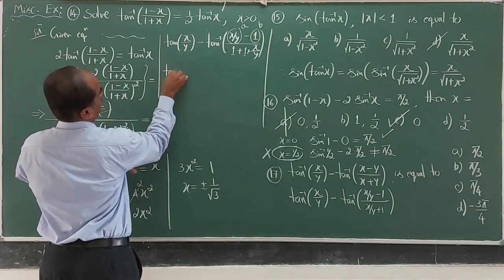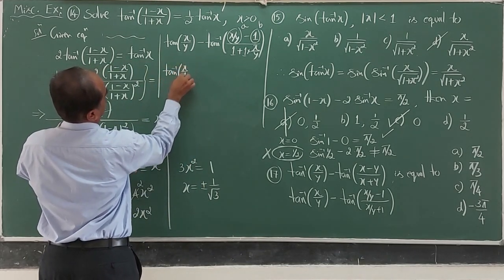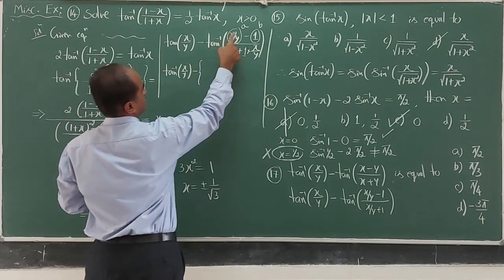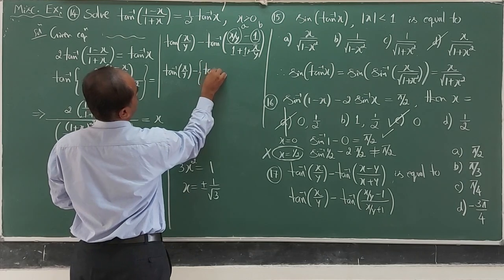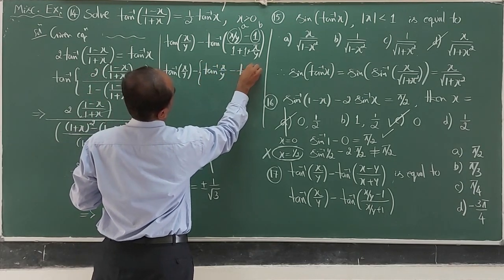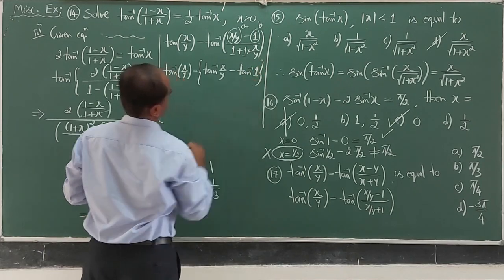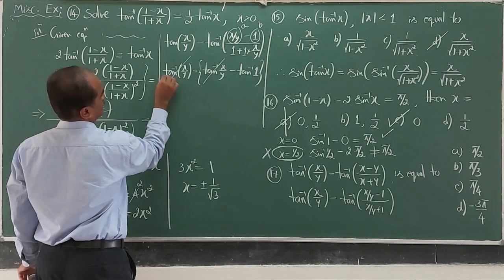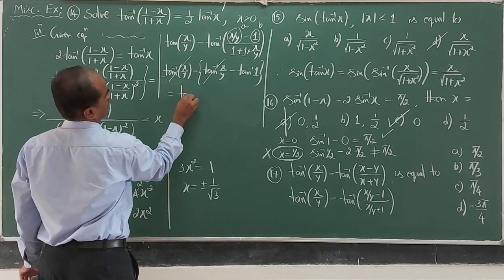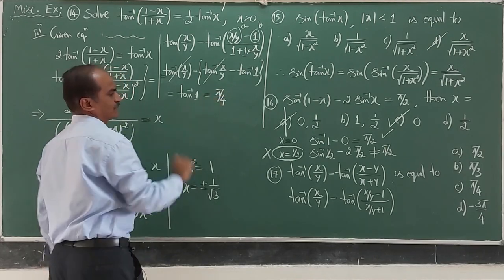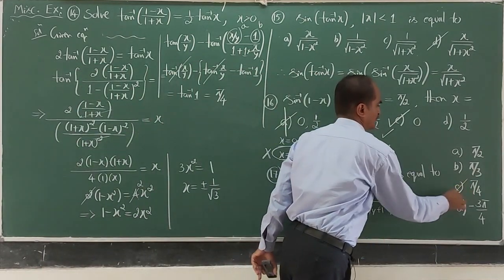So, what can it be written as? First term remains same. Now, tan inverse a minus tan inverse b becomes tan inverse of x by y minus tan inverse of 1. Now, tan inverse of x by y gets cancelled. Left with what? Tan inverse of 1. How much is tan inverse of 1? Pi by 4. Therefore, pi by 4 is the right answer.